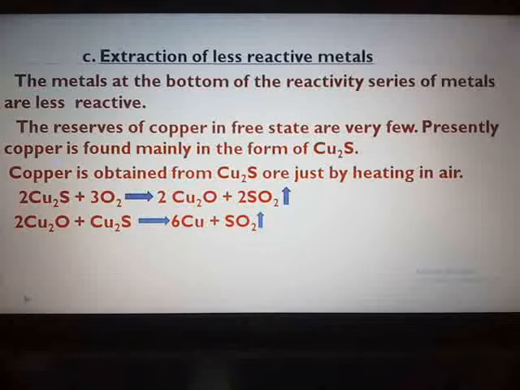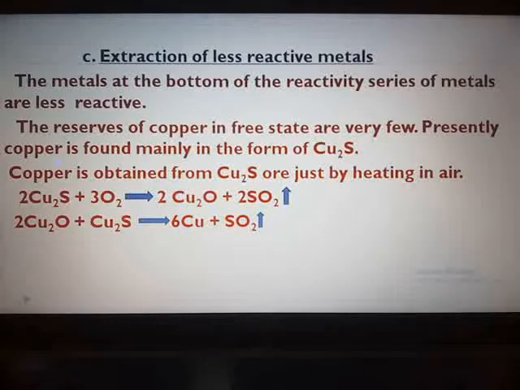Now if you look in this chapter, any number of equations are there. Each and every equation, try to balance it on your own, because if you try to learn these equations by heart, then towards the end you will only get confused. Now the two stages of metallurgy are over. One is concentration of the ores and the other is extraction. We have seen the extraction in the case of different types of metals.